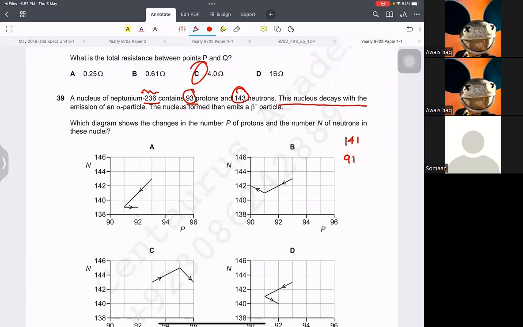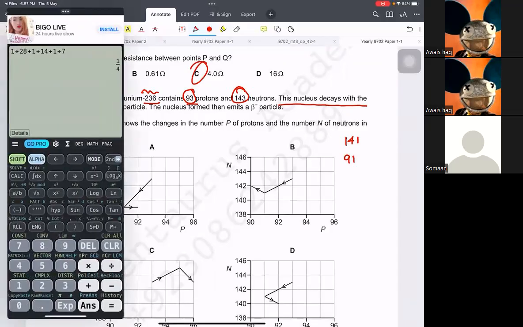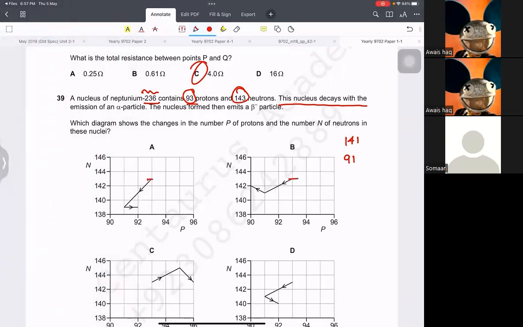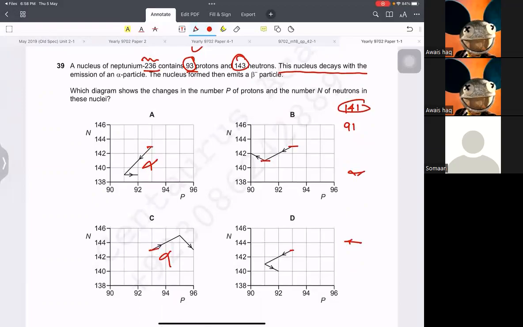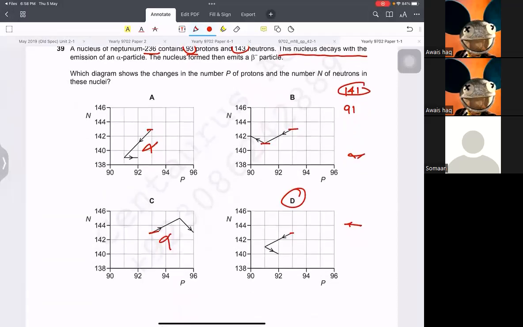First of all, we need to see where it starts from. 236 minus 93 is 143, so 143, 143, 143, all of them start like this. Now we have to subtract 2 neutrons, 141. That's not correct, right? That goes up, that's not correct. 141, this and this could be correct. And then with the new beta particle, it keeps the neutrons. No. Beta particles reduce the neutrons by 1 and increase the protons by 1. So this has to be the answer, I think. There's no other way. It goes like this.